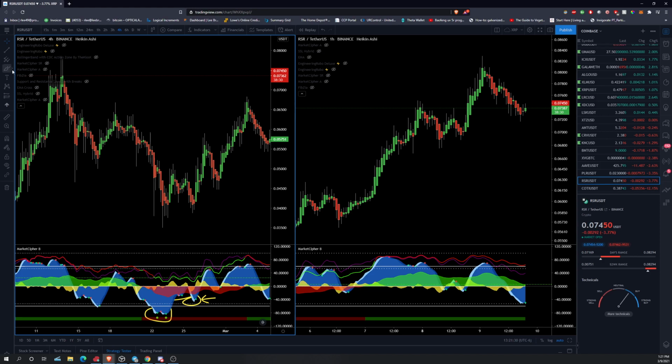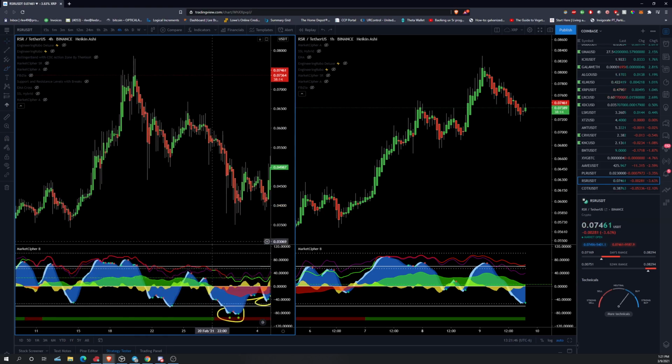But it worked out fine. No big deal. If you got in right here, where are we at? Yeah, if you got in right there, sure, it dropped a little bit, but whatever. Went right back. It does give you good entries regardless.